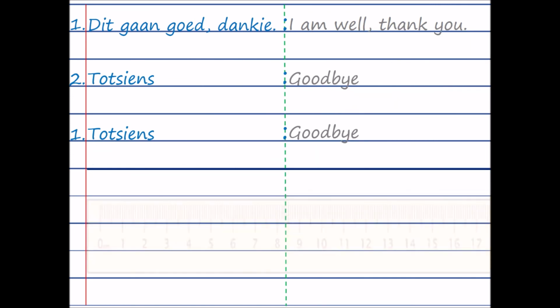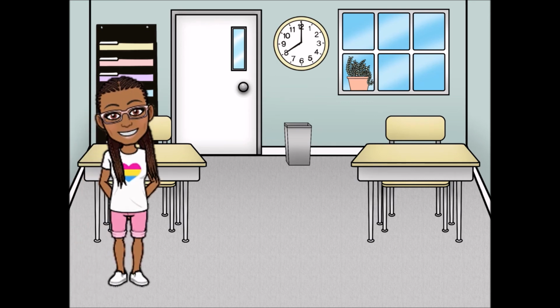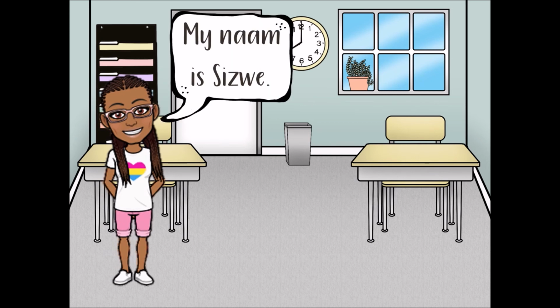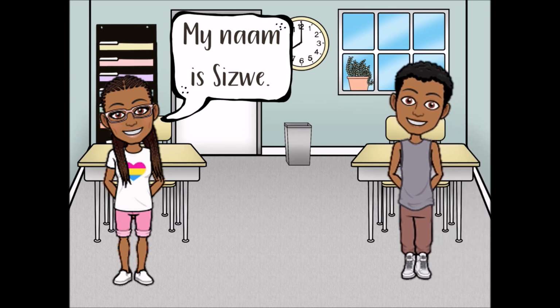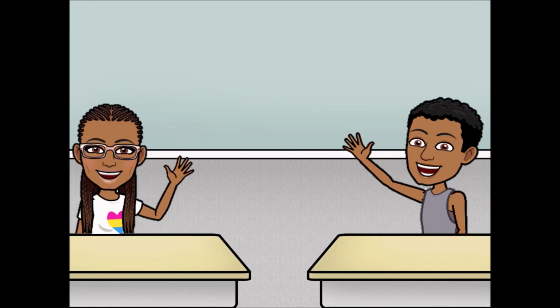Let's look at how this conversation will work in real life. I have brought two friends to demonstrate. First is Sizwe. She says, "My naam is Sizwe." And here comes Tokozani. He says, "My naam is Tokozani." They are meeting each other in the Afrikaans classroom after second break, and that is in the afternoon.